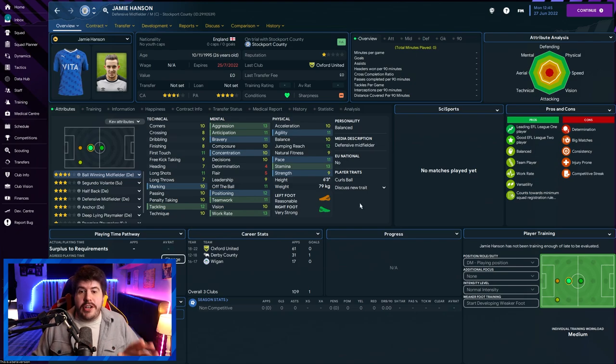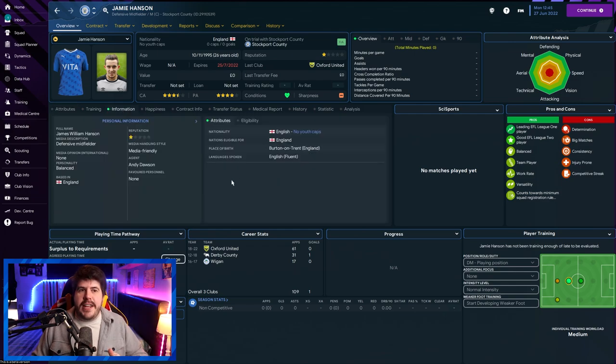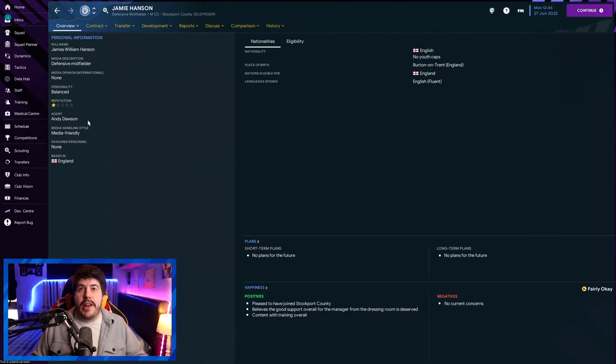So head over to the player that you're trying to sign's page and head over to the information tab. Now, for me with this skin, obviously I can find it here, but usually in a normal default skin, it's under information and you should find their agent listed on the left-hand side, in this case, Andy Dawson. So click them and go to their profile.